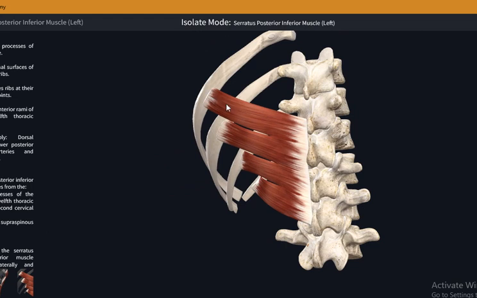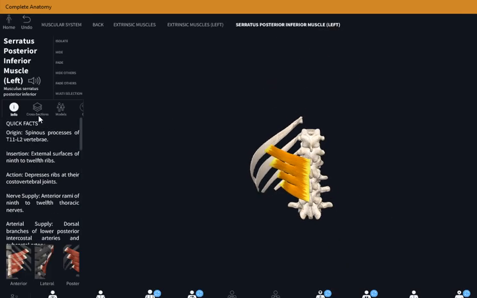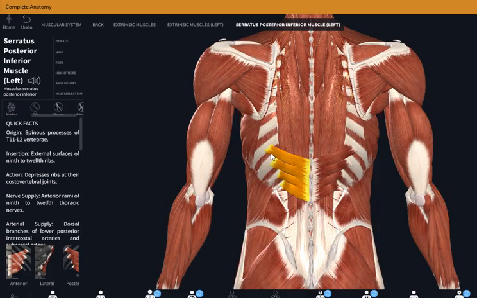This is the insertion. So you can see that it's going to depress the ribs. So that's the action. So you can have a small action. The action is going to depress the ribs in this direction.